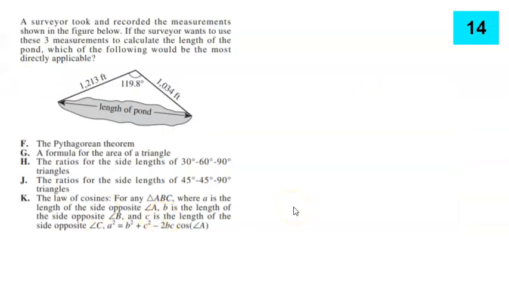A surveyor took and recorded the measurements shown in the figure below. If the surveyor wants to use the measurements to calculate the length of the pond, so if you look at the picture, the length of the pond is the opposite leg. So we have a side, an angle, and a side.